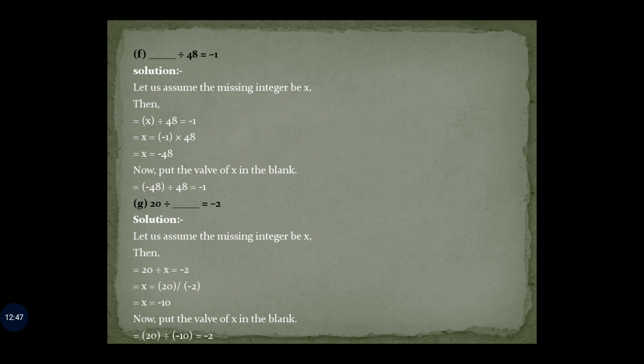G1. 20 divided by dash is equal to minus 2. Solution for this problem is, let us assume the missing integer be x, then 20 divided by x is equal to minus 2. X is equal to 20 divided by minus 2. Therefore x is equal to minus 10. Now put the value of x in the blank. 20 divided by minus 10 gives you minus 2.